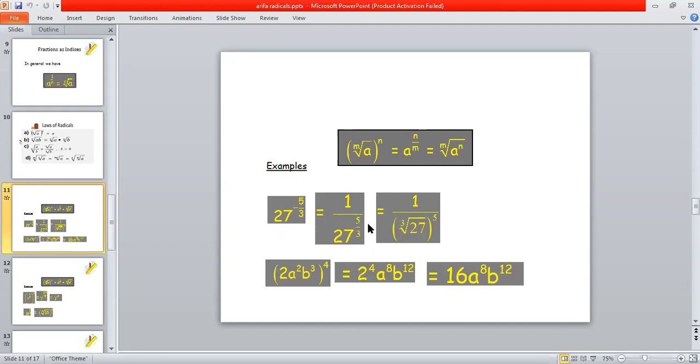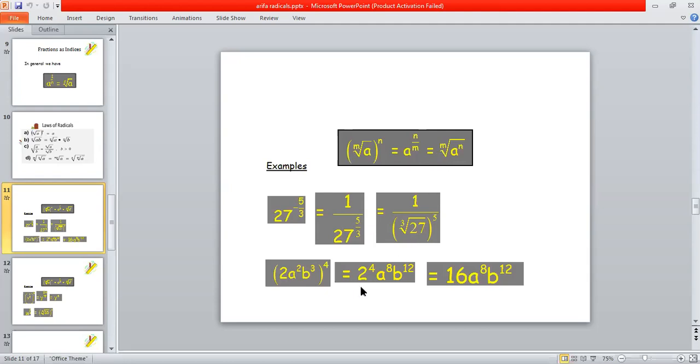And this is the exponential form, and you will write it in radical form. The same rule applies here. You will write the 27 as the radicand under the radical sign, and the 3 which is in the denominator will become the index of the radical, and the power 5 is the power of the radicand. Look, the power which is in the numerator is the power of the radicand.